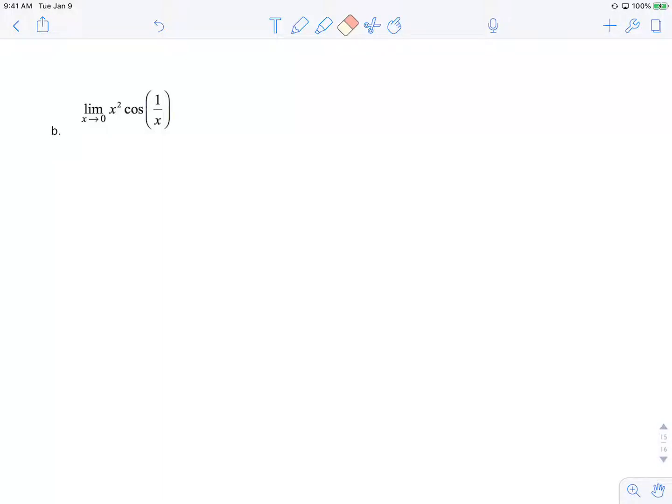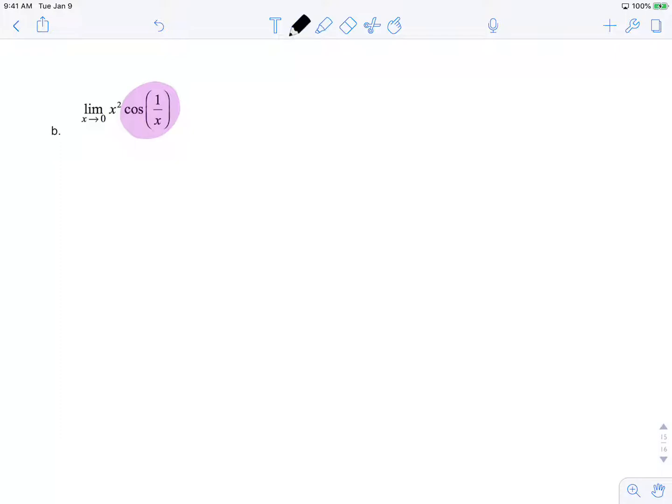All right, here's one last example we're going to try. If you feel like you kind of get the gist of it, pause the video right here and try to see if you can evaluate this limit using the squeeze theorem. So the first thing we're going to do is try to bound this function.